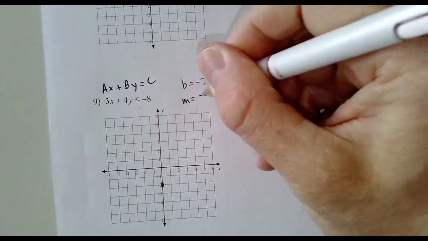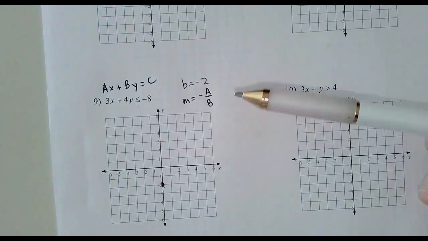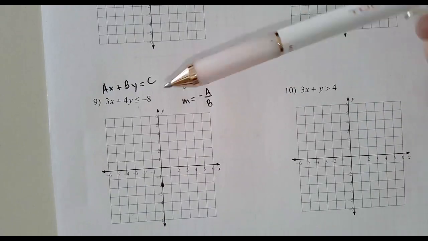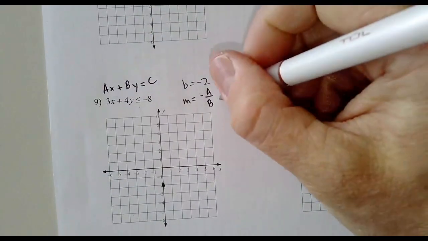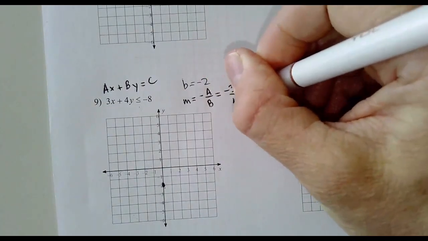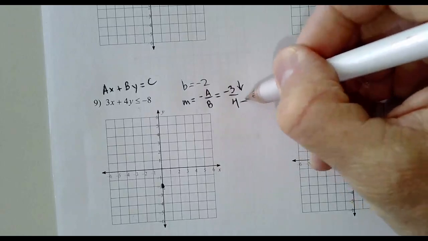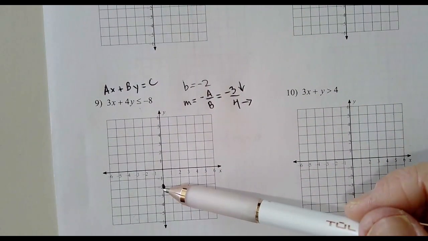So standard form allows us to see slope. Slope is -a over b. Very easy to see. We just take -3 divided by 4. That's the slope. So what does that mean? That means you're going to go down from this b here. You're going to go down 3 and right 4. And that's going to be our next point on the line.